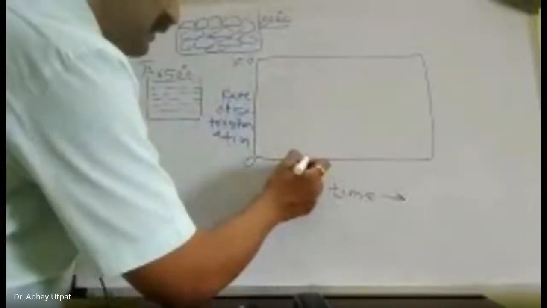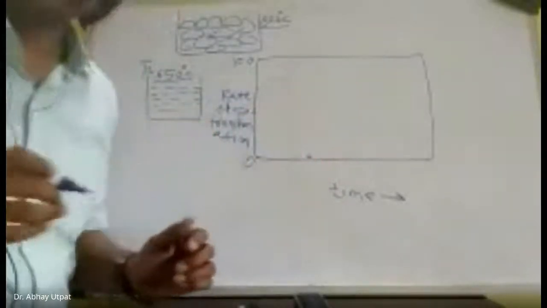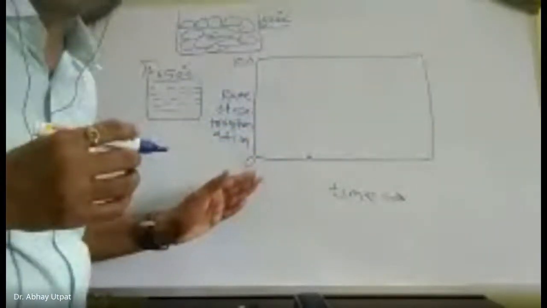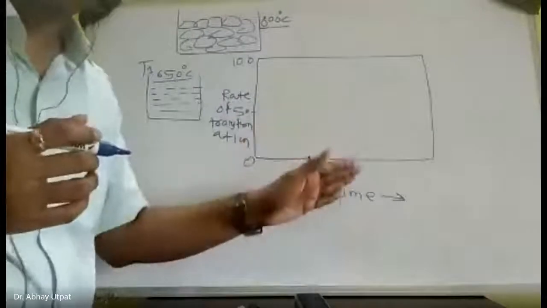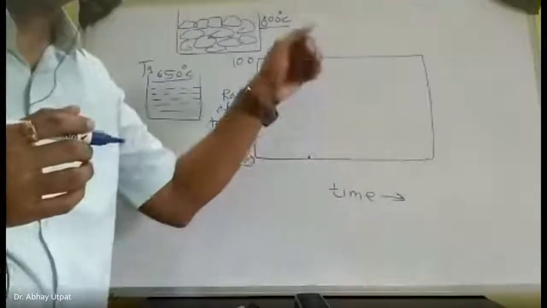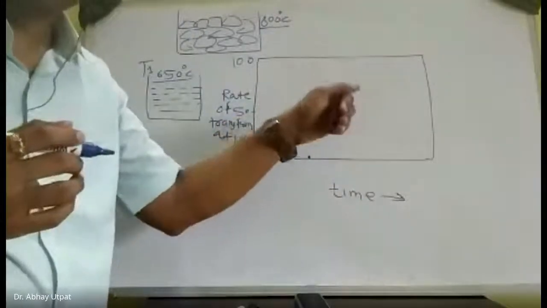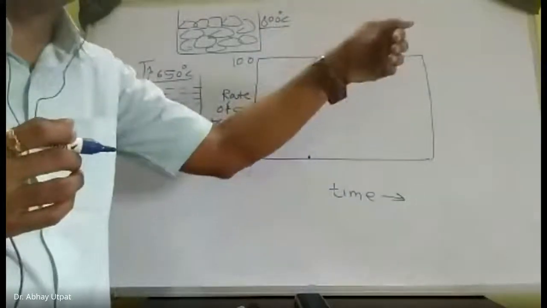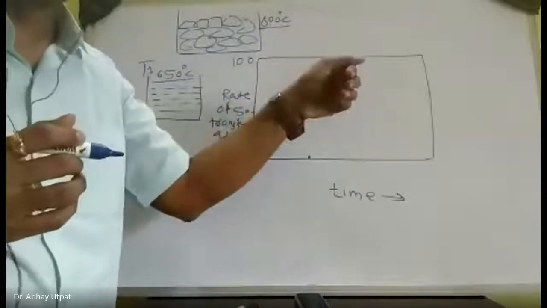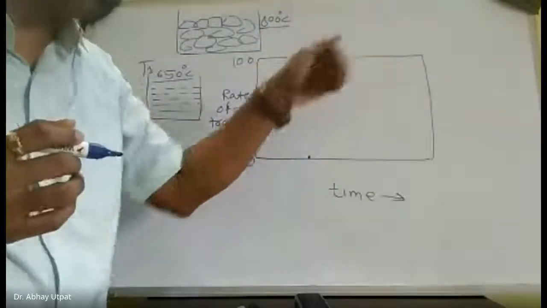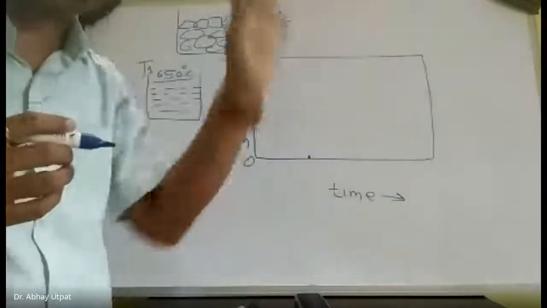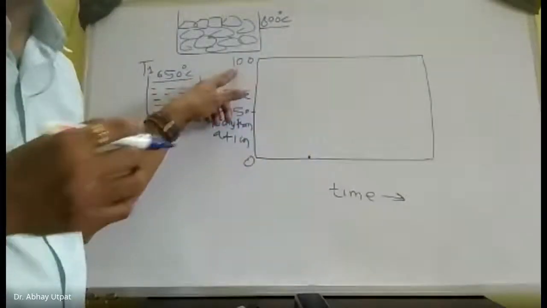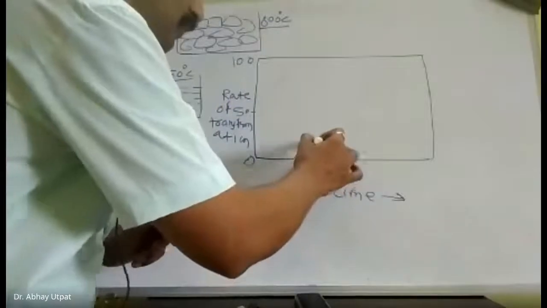So at 8 seconds, transformation starts, and transformation will proceed. So at 9 seconds, 10% pearlite. At 12 seconds, 40% pearlite. At again 13 seconds, 50% pearlite. At 16 seconds, 80% pearlite. At 20 seconds, 100% pearlite. So here is 0% pearlite, and here is 100% pearlite. So this plot will be in this way.